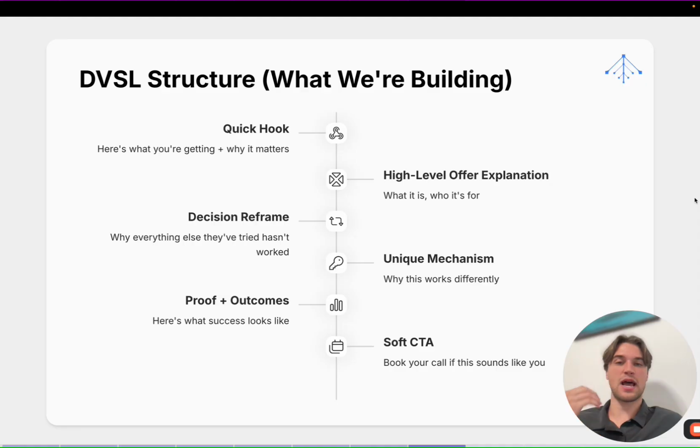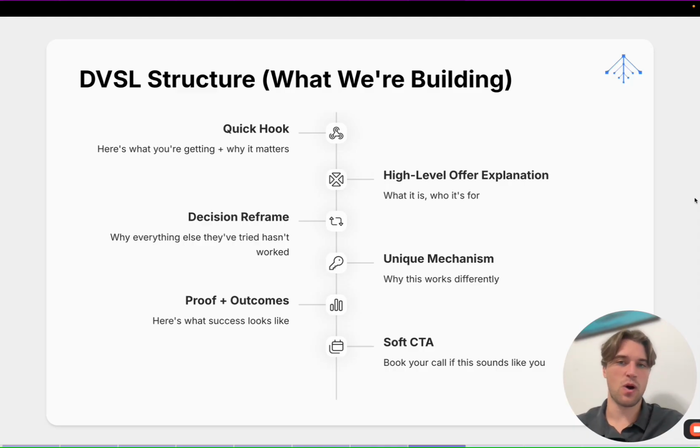And once someone has that realization, there's that aha moment and they go, oh, that makes total sense. Now they're getting on that call with you in the buyer's mindset. They're not getting on that call saying, what do you do? Why do you do it? So that's what we're trying to create here with the decision reframe, showing the unique mechanism and then giving proof that, hey, this actually works. Here's what success looks like. Then after that, a soft CTA: hey, book a call if this sounds like you and you want to solve the problem. So that's the structure of it.